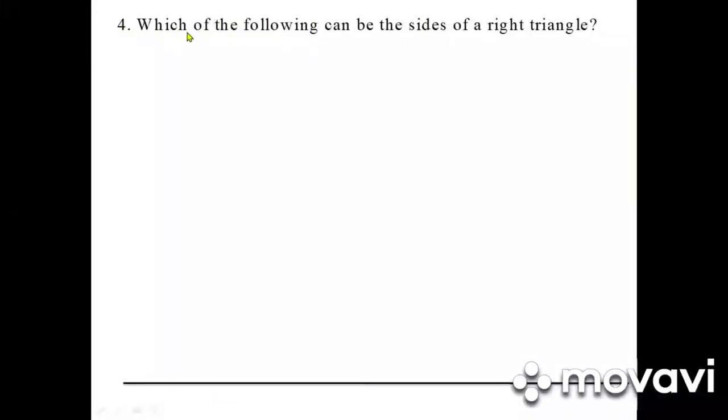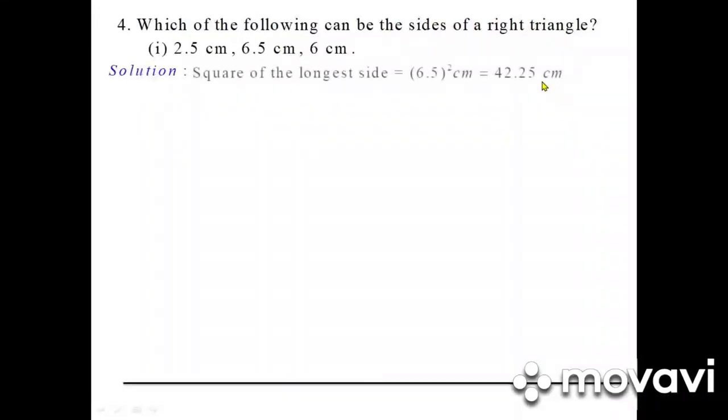Question number 4. Which of the following can be the sides of a right triangle? Sub number 1. The given sides are 2.5 centimeter, 6.5 centimeter, and 6 centimeter. Here, the longest side is 6.5 centimeter. We know that in a right angle triangle, the longest side is the hypotenuse. We can make the solution like this.